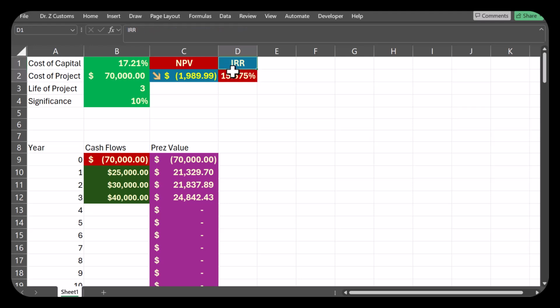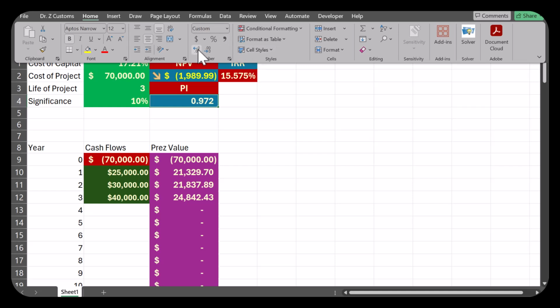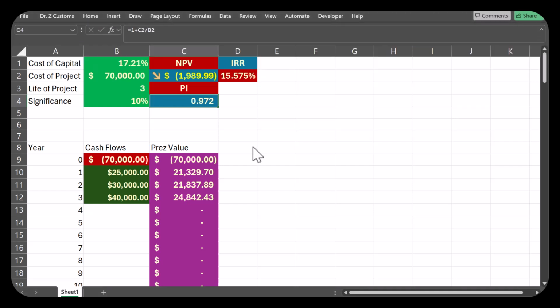I'm just doing that to get the formatting. 1 plus NPV divided by cost of project. Of course, nobody needs that many digits. That's good enough. Of course, in this case, it's less than 1, so you will not accept the project. That's easy to do.